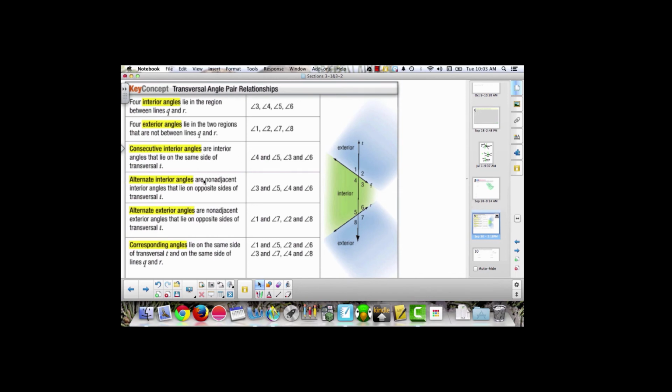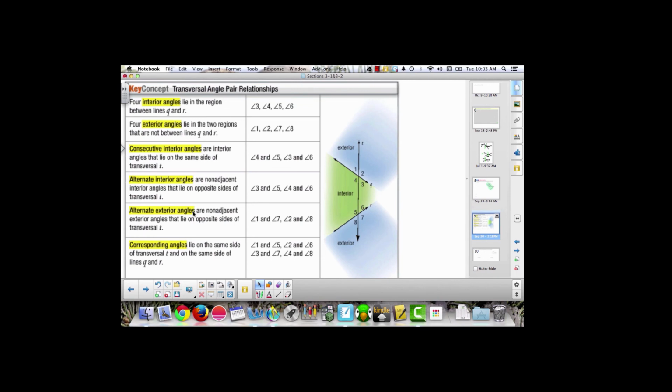Alternate interior angles are exactly what their name says they are. They lie in the interior of the two lines, but are on alternate sides of the transversal. Angles 4 and 6 are in the interior of lines Q and R, but are on alternate sides of transversal T, since 4 is on the left side and 6 is on the right side. 3 and 5 are also another pair of alternate interior angles.